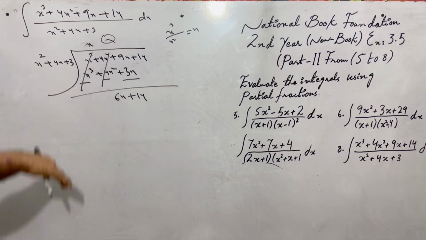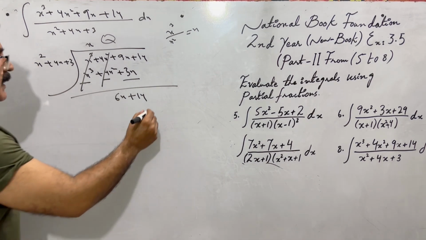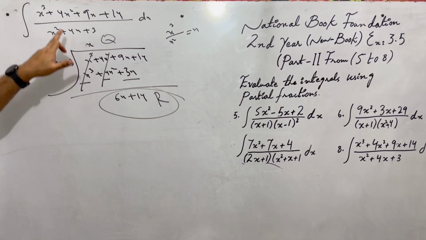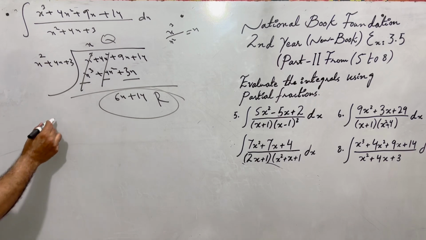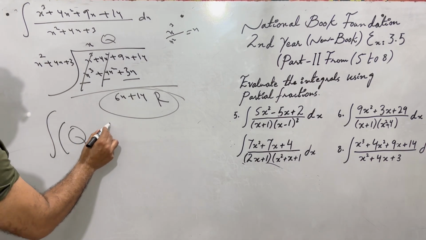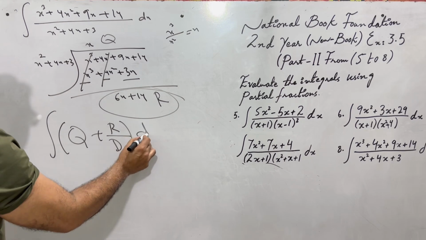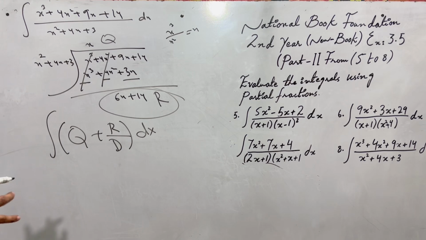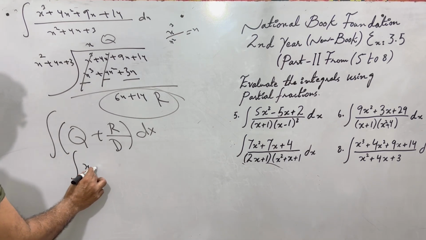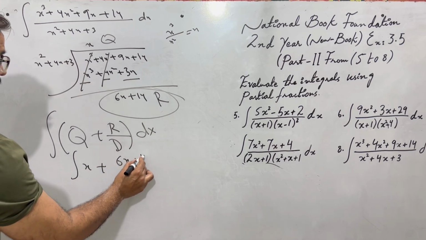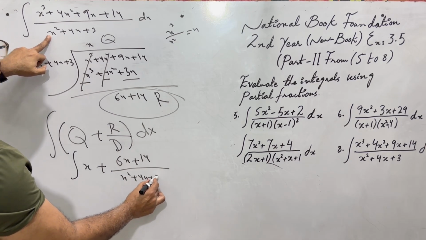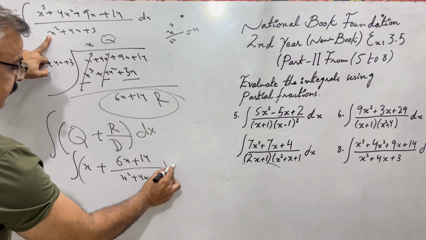How many times have we applied x? What is the remainder? That's our remainder, 6x plus 14. That is our divisor and it is our dividend. The writing style is this: quotient plus remainder divided by divisor. That is the strategy to write after long division. Our quotient is x. Our remainder is 6x plus 14 divided by x square plus 4x plus 3, dx.